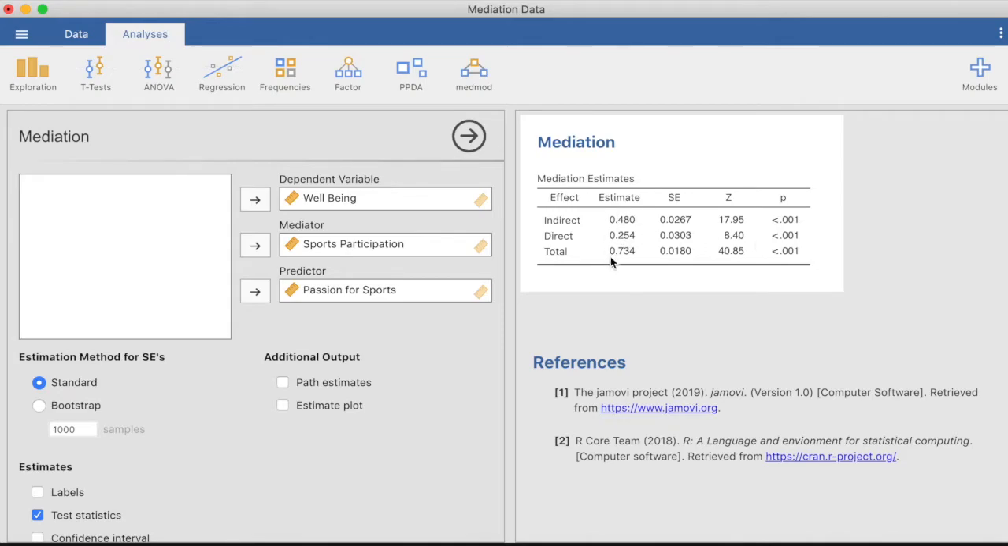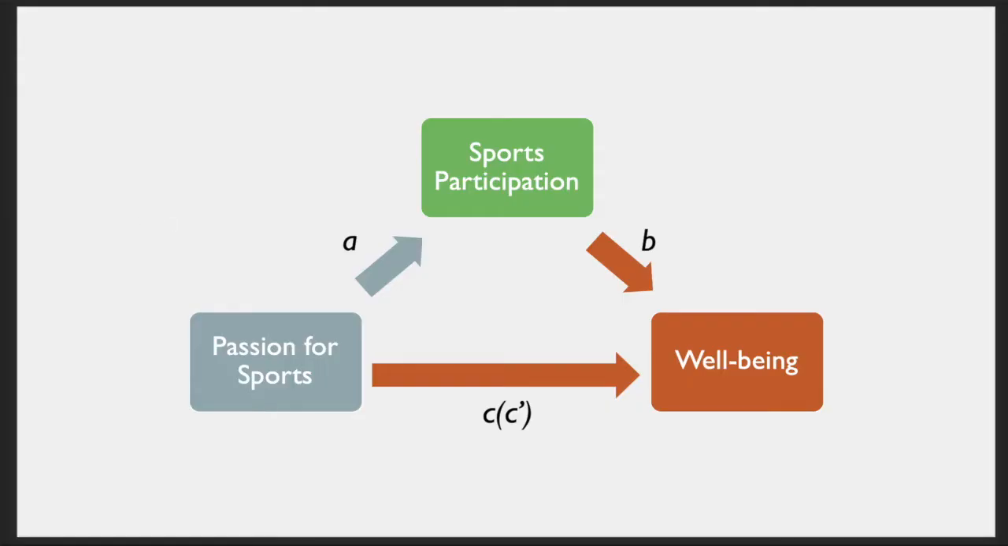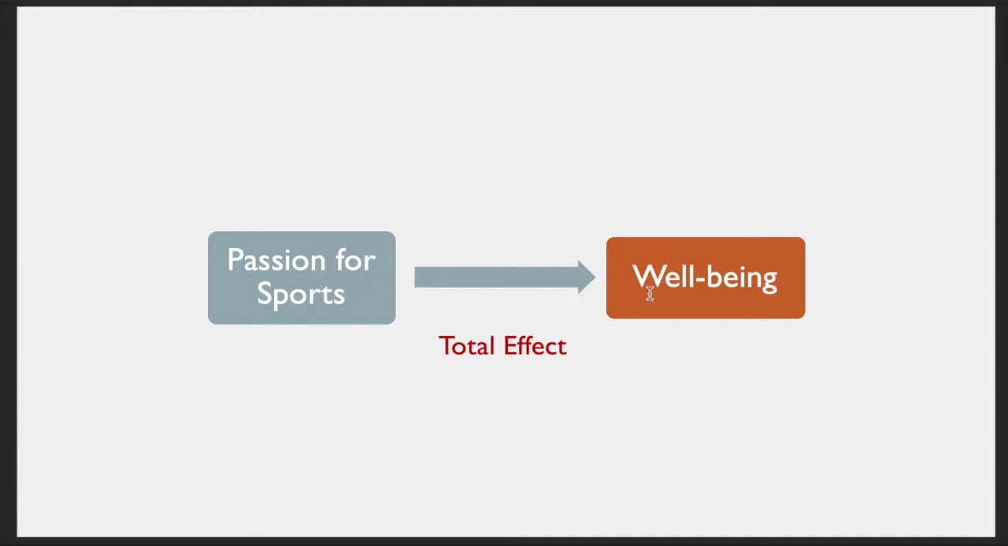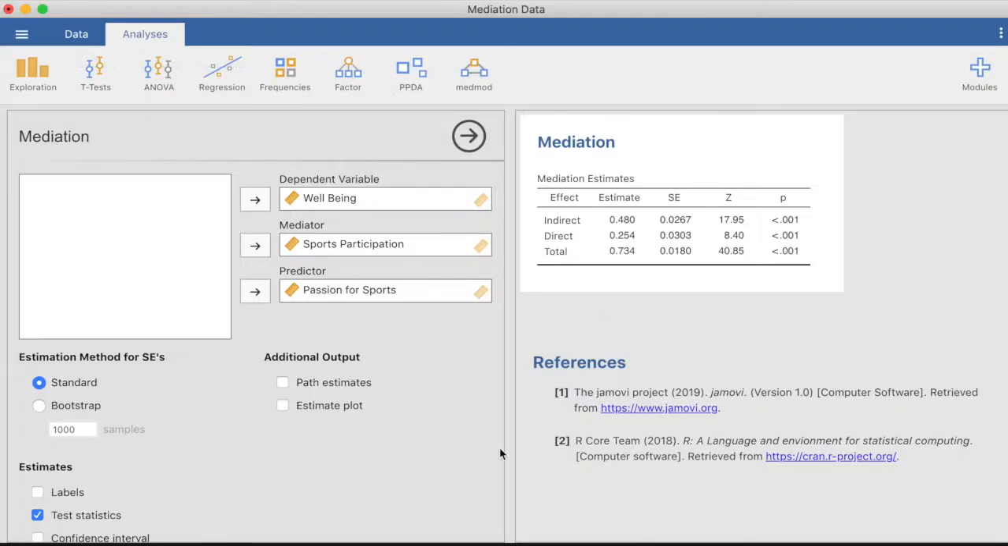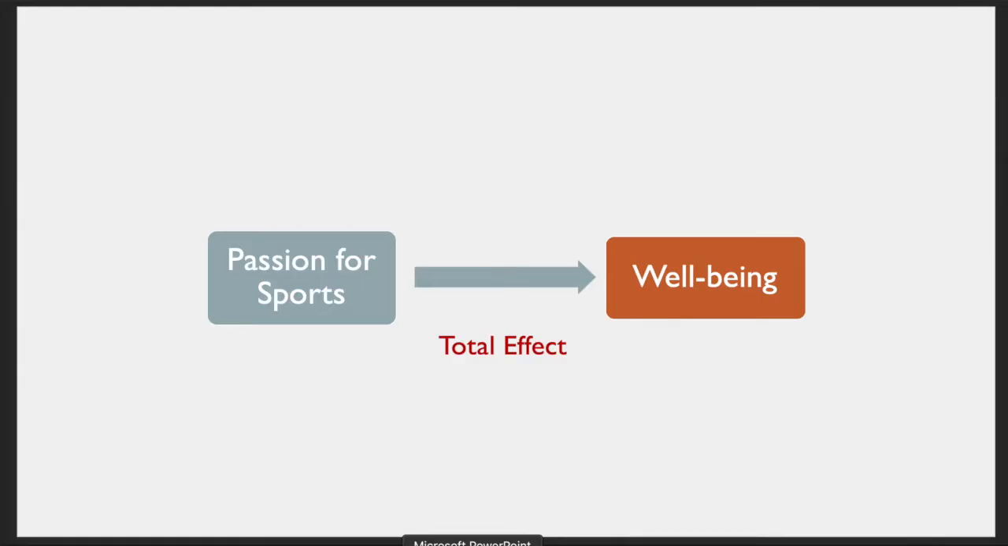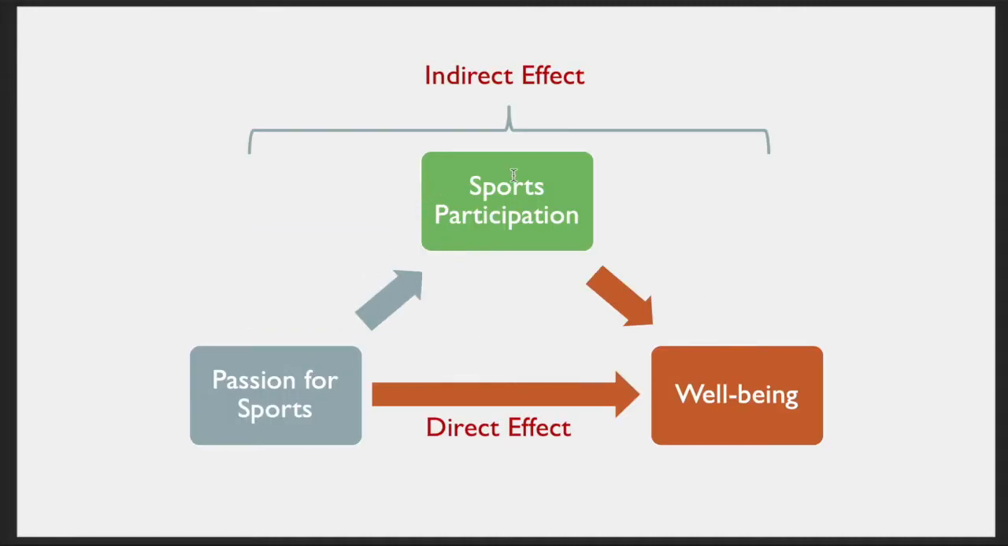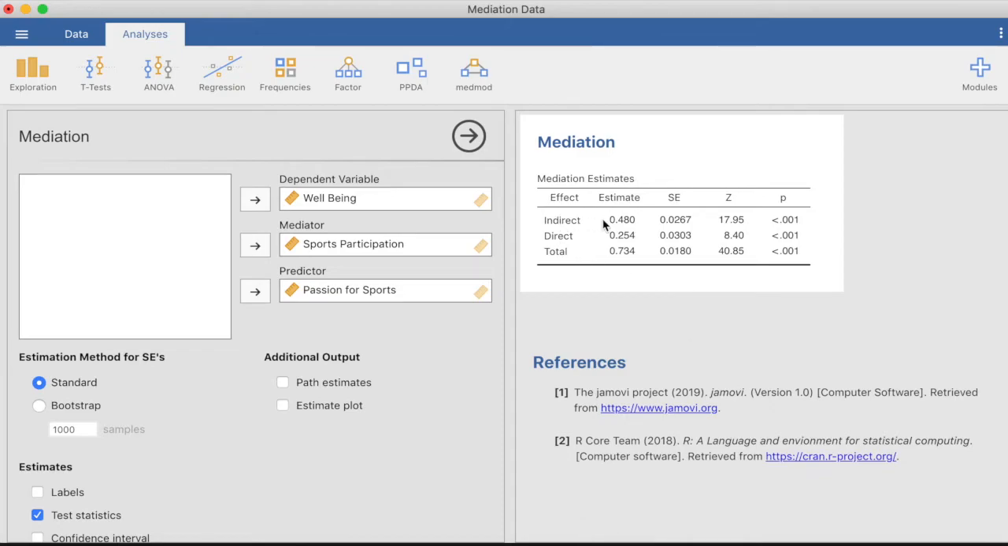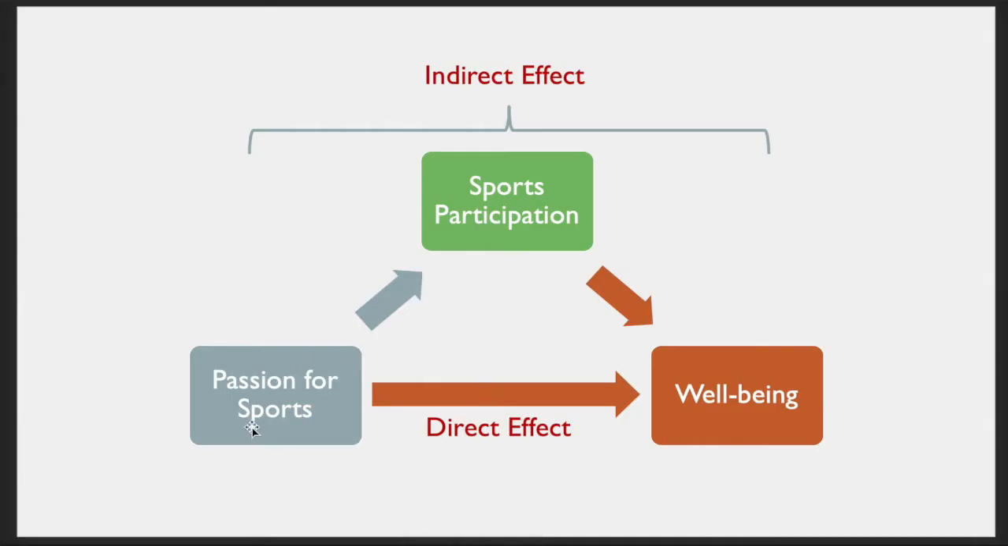And take a look, our estimates are positive, meaning to say higher levels of passion for sports predicts higher levels of well-being. And as for the total effect, the effect of passion for sports on well-being, that is also significant. So I guess the better narrative would be that passion for sports does have an influence on well-being, but the effect is via two ways. Indirectly, passion for sports influences well-being via sports participation, and we saw that to be significant in our mediation output. But even after that, passion for sports still has an influence on well-being.